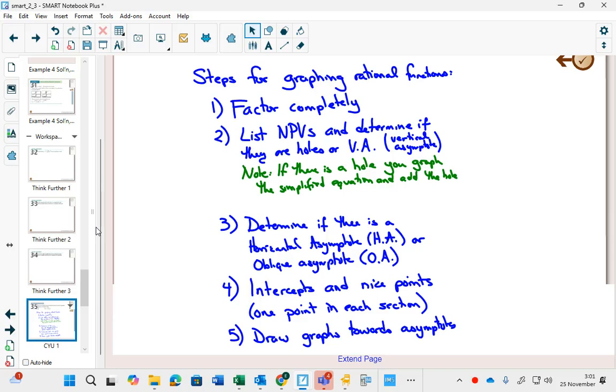Then we have all these asymptotes drawn, we're going to need some points. So we're always going to find all of our intercepts, x-intercepts and y-intercepts. And we might find some other nice points as well. And I have in brackets there, 1 point in each section. We'll talk about what that means when we get to it. And finally, once you have some points, you just draw your graph towards your asymptotes, and you will be done.